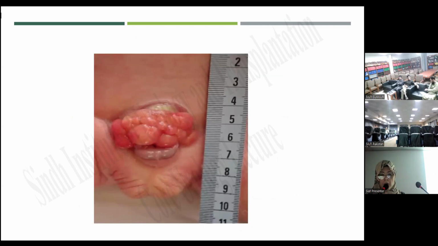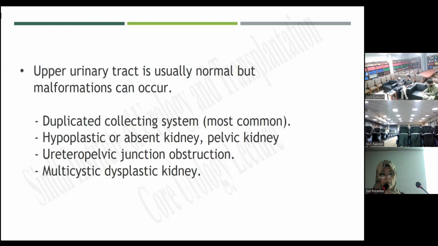This is the diagram that is showing the polyps over the bladder mucosa, edematous and fibrotic. Upper urinary tract anomalies are usually rare, but malformations can be present, which include most commonly duplicated collecting system, hypoplastic or absent kidney, pelvic kidney, ureteropelvic junction obstruction, and multicystic dysplastic kidney.